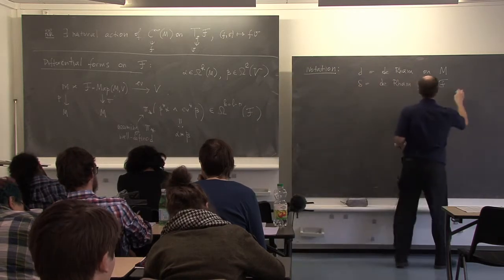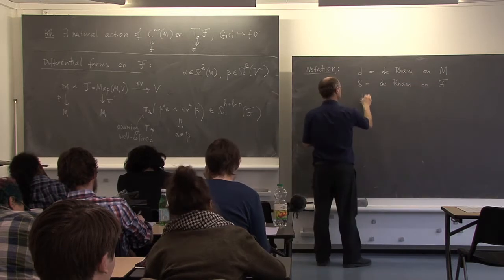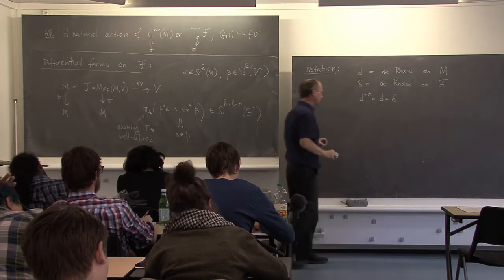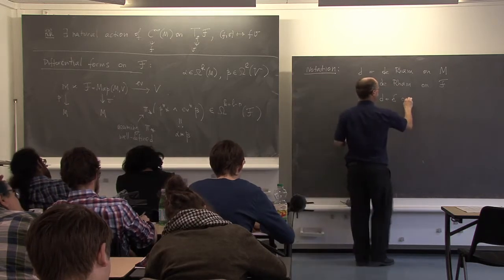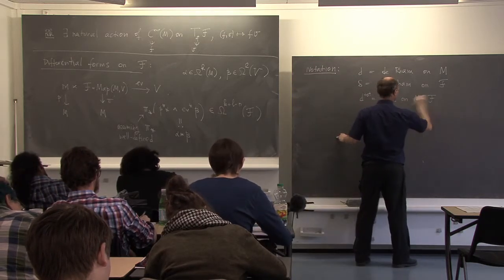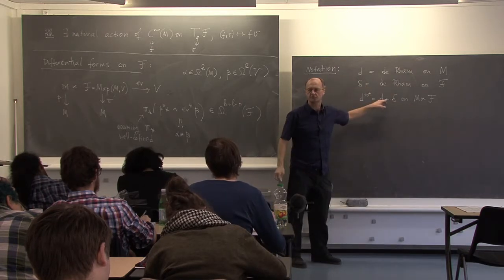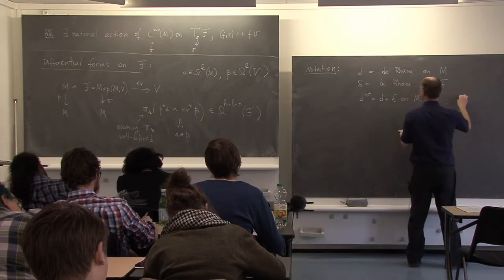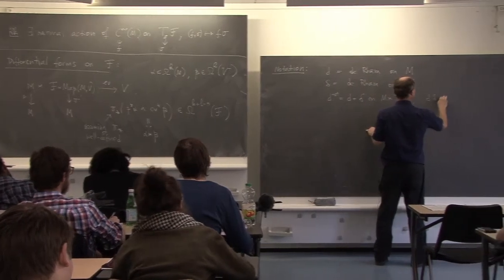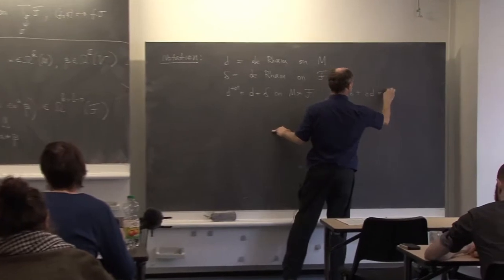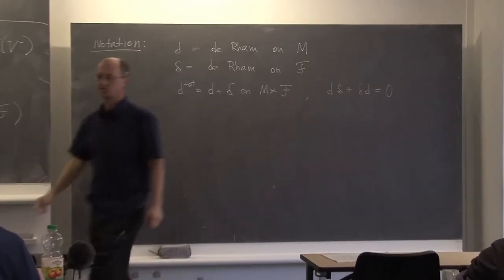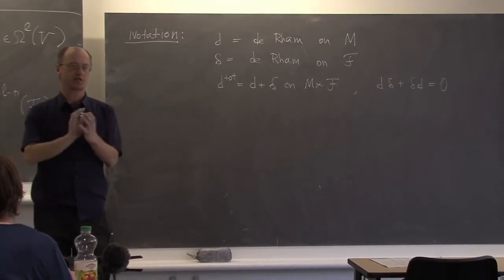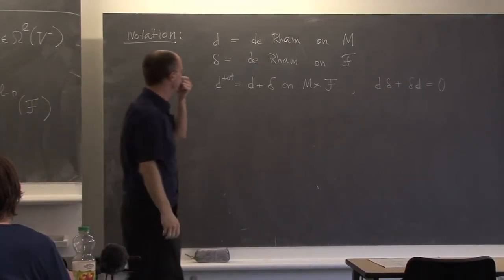So the de Rham operator on F. Of course, the total de Rham operator on M times F, that's the sum of the partial de Rham operators. And by convention, d delta plus delta d is 0, right? Because these are odd objects. I split my de Rham operator into two parts.